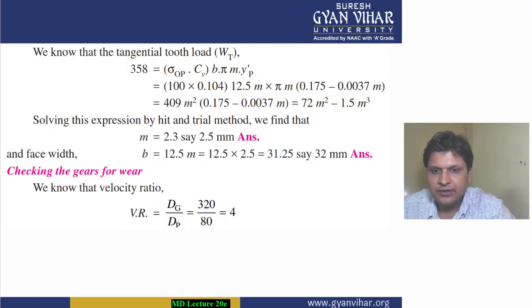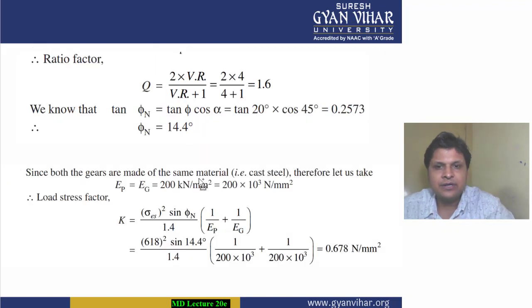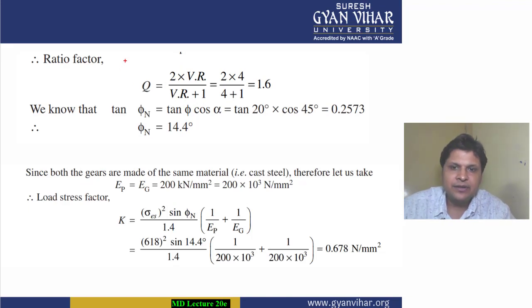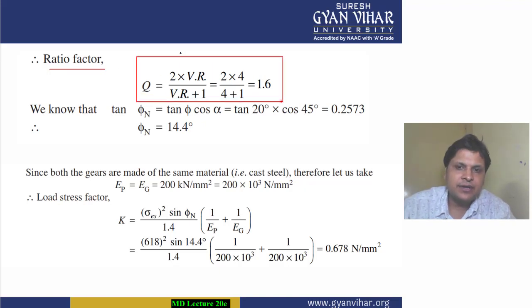Moving further, after this we will calculate the ratio factor. Ratio factor is important because we will use this ratio factor further for calculating the static tooth load. So ratio factor is calculated by this formula, 2 into VR upon VR plus 1. For external gearing this formula is used. So in this formula, using the velocity ratio value, you will find that the ratio factor is 1.6.